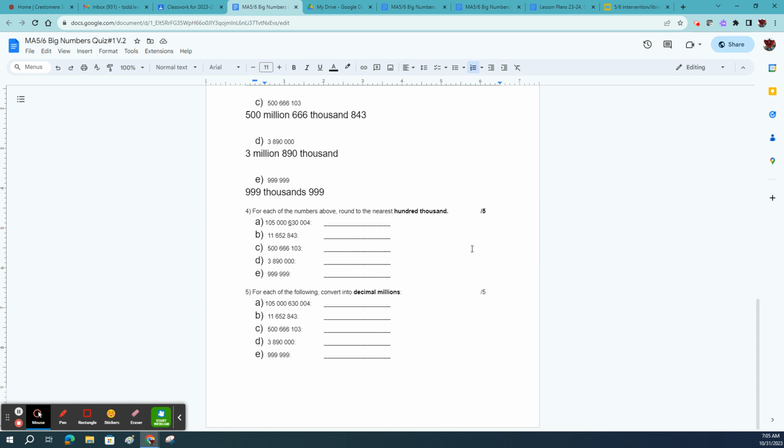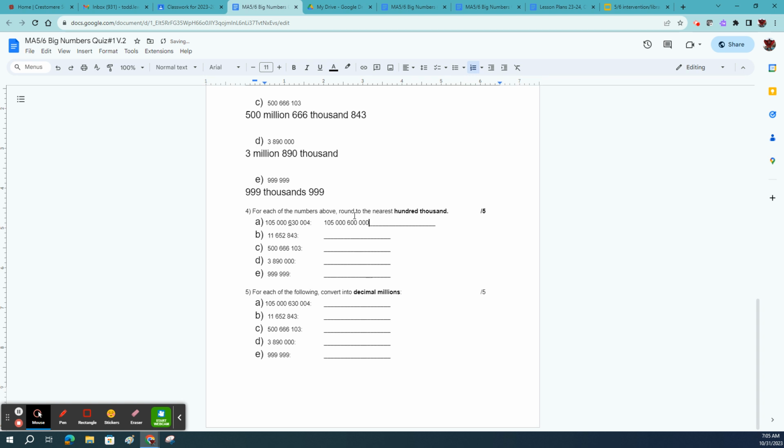So my answer is going to be 105 billion. Nothing changes to the digits to the left. 0 million still. My 6 stays the same. All the other place values turn into 0. That's that one done.